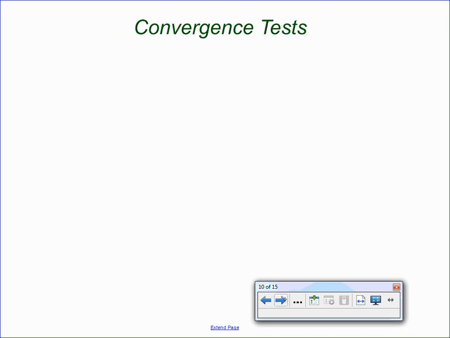All right, it's time for round robin. Get ready because I'm going to call on you. We're going to see if we can come up with a list of convergence tests. Let's think about everything that we've done thus far. So what's one test for convergence? Any order, it doesn't matter. Riley. P-series test.